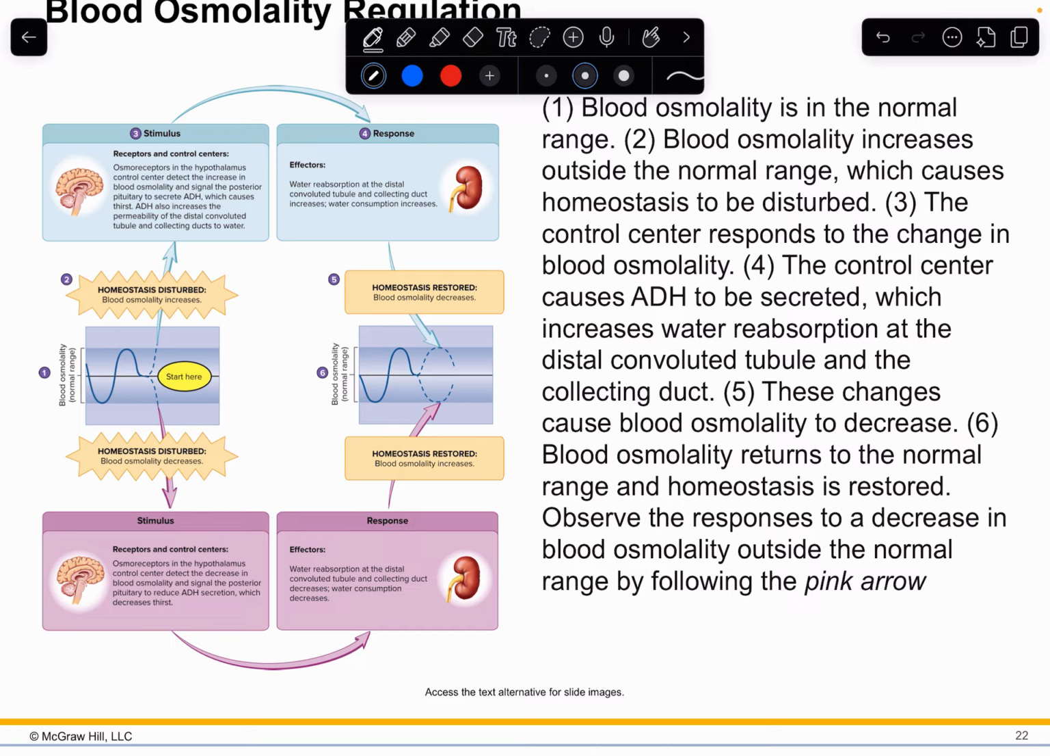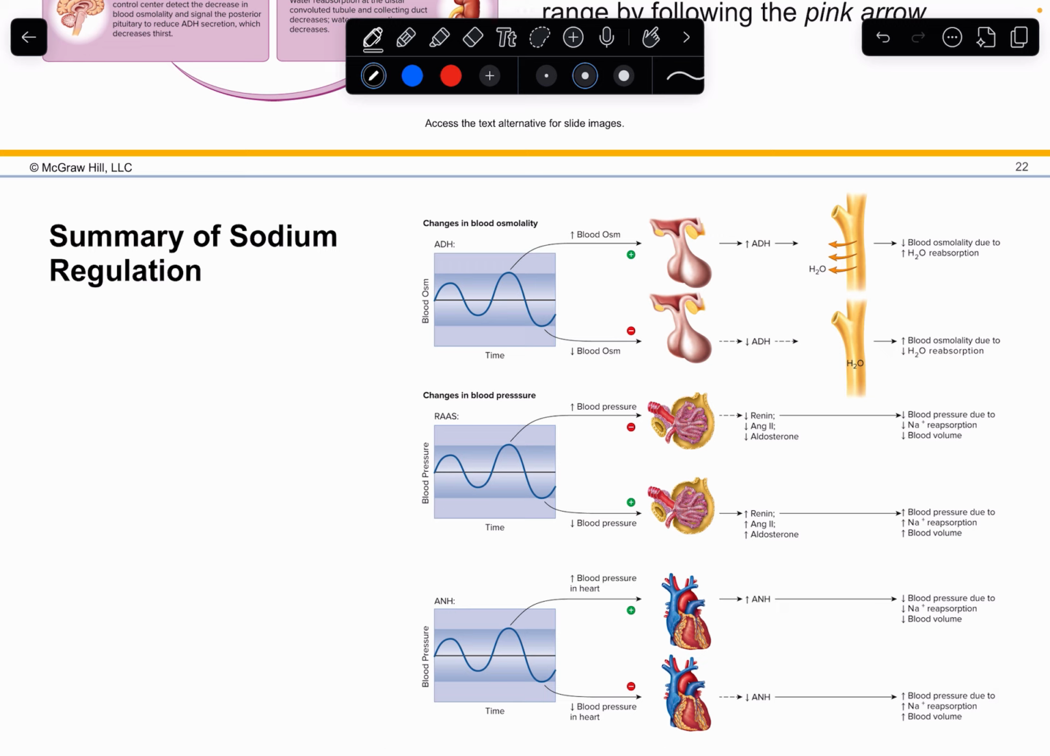So this one is showing how we can maintain that. Whatever we say, that's the same thing, you can read it. We look at the summary. This one you can see is only for sodium regulation actually, how sodium is regulated by our system.